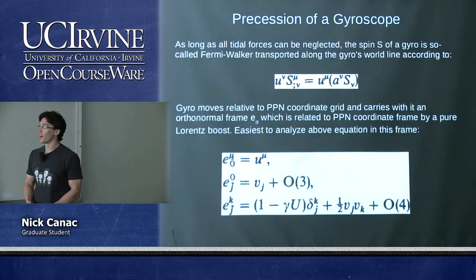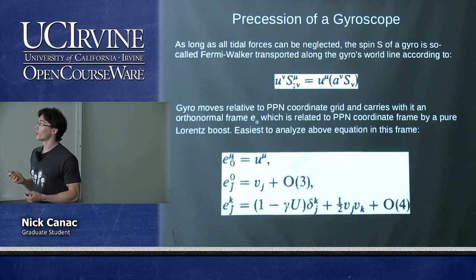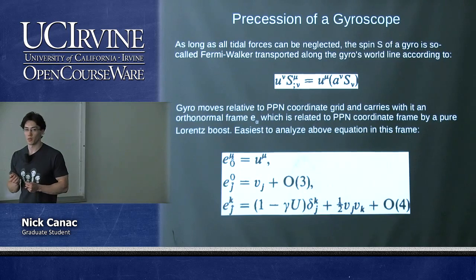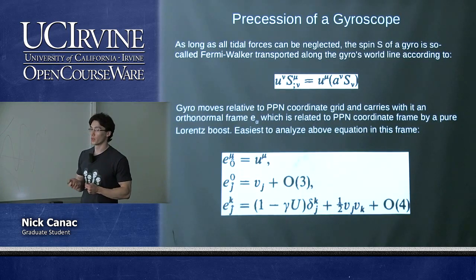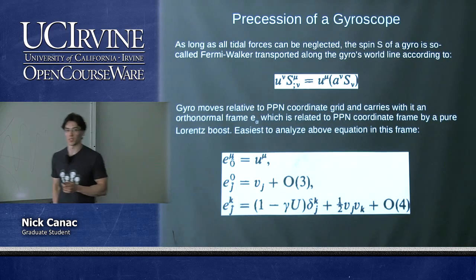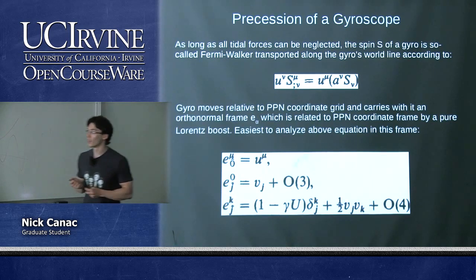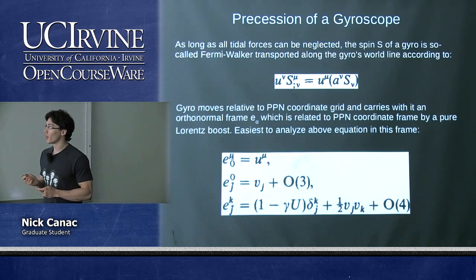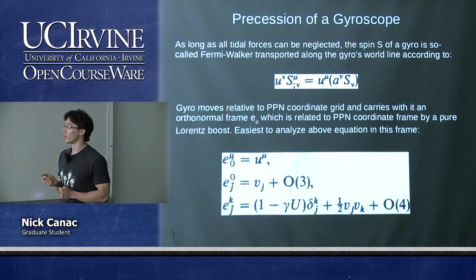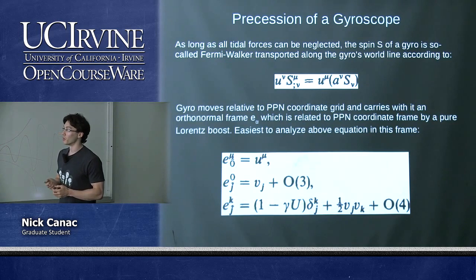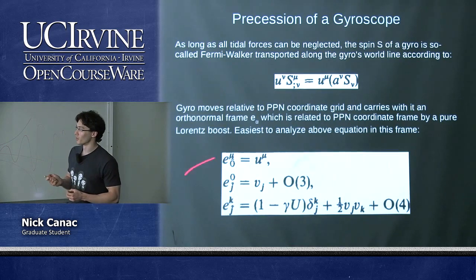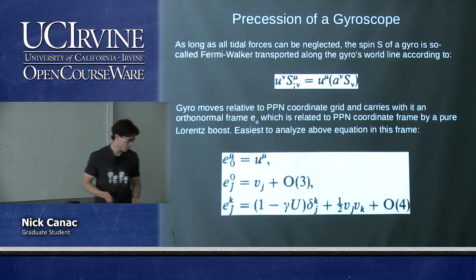All right, so precession of a gyroscope. As long as we can neglect tidal forces, the spin of a gyroscope will obey what's called Fermi-Walker transport, which is just a generalization of parallel transport. And so that equation is given here. Additionally, the easiest way to deal with this equation is to work in a coordinate frame that moves along with the gyroscope. And so I've just written that out here to be explicit.